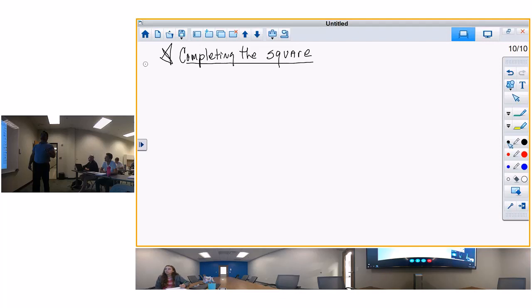This is the non-restrictive factor method. Okay? Non-restrictive factor method. This is like long division for division and like the distributive law with multiplication. Any trinomial you can factor with completing the square.